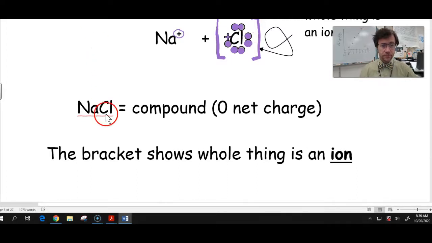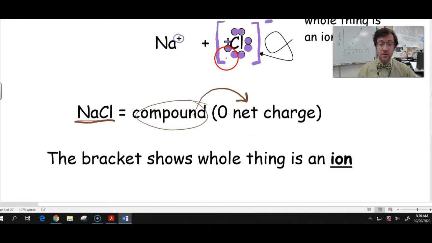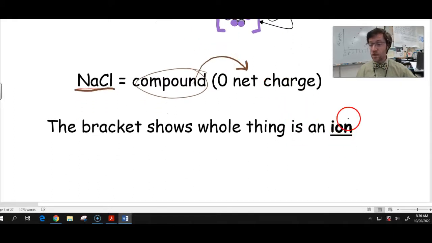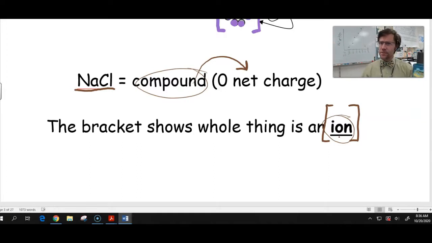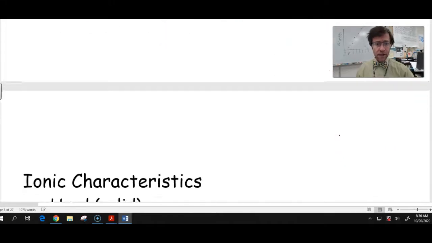There we have it: sodium chloride. It is a compound, and the word compound means zero charge, neutral. So all the pluses have to cancel all the minuses. With this particular compound, it's pretty nice: it's just a +1 and a -1. So it's easy. And remember, the bracket shows that the whole thing is an ion. You will need to bracket off every single negative ion. We'll definitely see why later, at the end of this chapter, where it becomes pretty important. Otherwise, things just look totally chaotic.